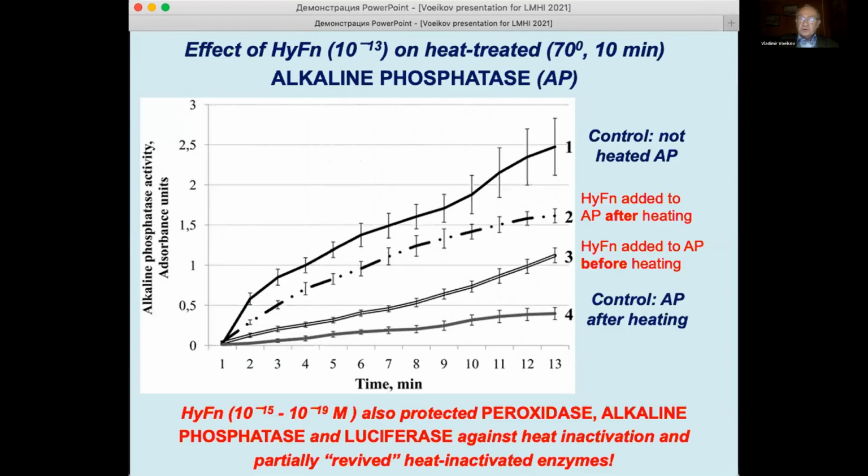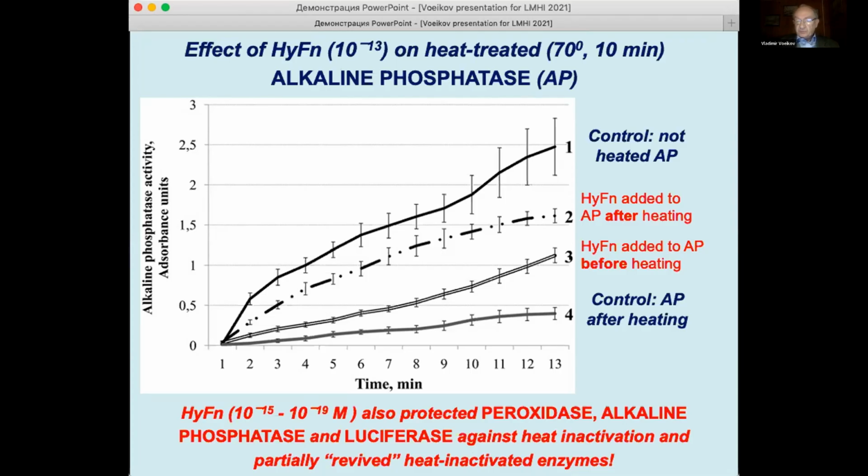In fact, it worked on two other enzymes which belong to different classes of enzyme activity. For example, here is the illustration of the effect of hydrated fullerene in moderate ultra-high concentration on heat-treated alkaline phosphatase. The phosphatase was heated for 10 minutes at 70 degrees, and it dramatically lost its activity. If fullerene was added to the alkaline phosphatase after heating, then surprisingly, there was a recovery, or partially revived heat-inactivated enzyme.